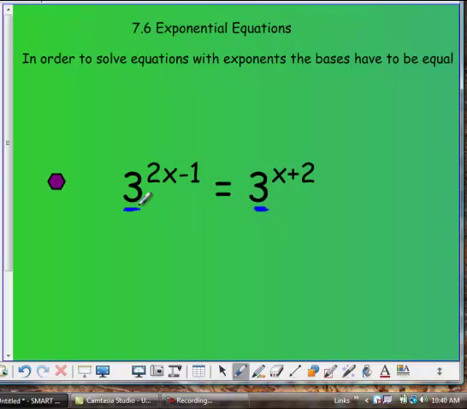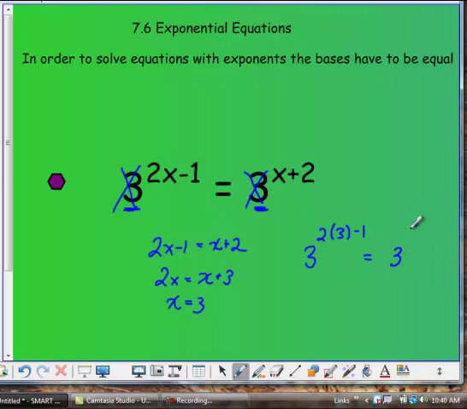Because I already have the bases equal to each other, I can now ignore them and just work on getting the exponents equal to each other. Solving this gets me a simple 2x equals x plus 3, so x equals 3. And if we went back and did a quick check, 3 to the 2x, now we think x is 3. Does that get me the same as 3 to the x plus 3? Yep, this is 3 to the 5th, and this is 3 to the 5th. So it worked.